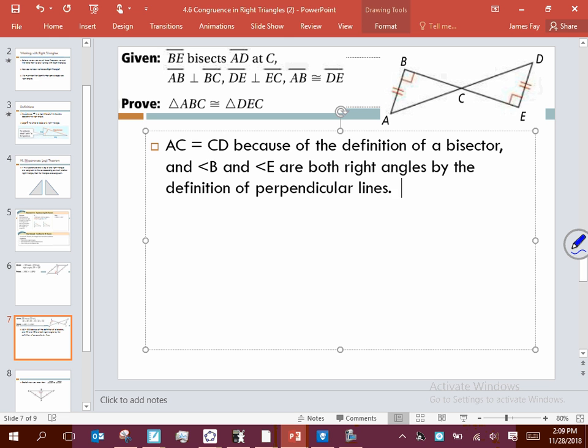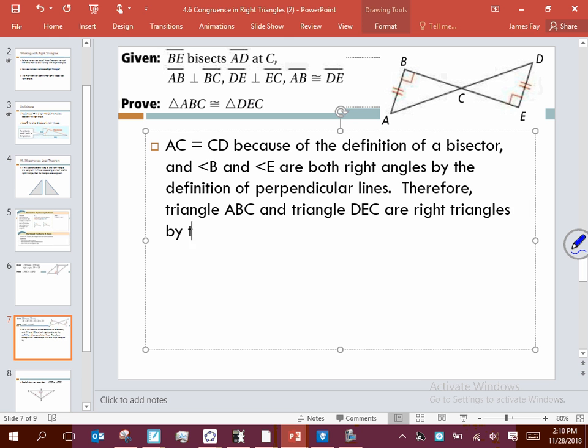And then all I do to go from statement to statement is I throw in words like this. You guys know what those words are called? Transitions. That's exactly what they are. Okay? So therefore, if B and E are both right angles, therefore triangle ABC and triangle DEC are right triangles by the definition of right triangles. Does that make sense, everybody?